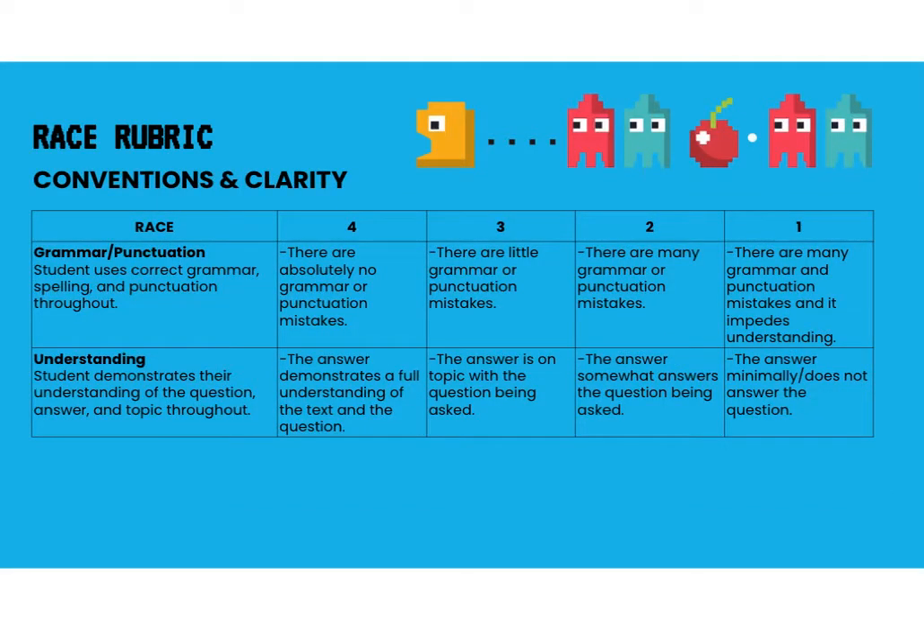Okay, grammar and punctuation. If there are little grammar or punctuation mistakes, that's okay, but we really want to be at none. So remember, you can install Grammarly into your Chrome browser by going to the Chrome Web Store. Search for Grammarly and install it. Have it help you. And next, understanding. Are you showing that you understand the question?